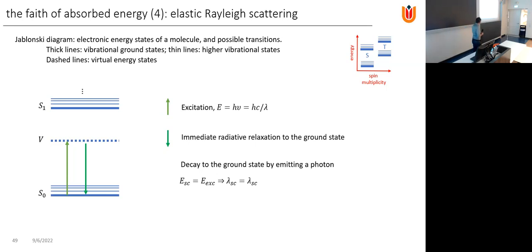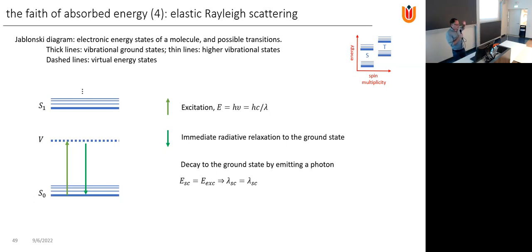Two more processes describing the fate of absorbed energy. The first is Rayleigh scattering. It's a little bit strange to call this an absorption process, but what happens in terms of this energy diagram is that a photon is absorbed not to a real energy level, but to a so-called virtual energy level, and it immediately emits a photon of the same wavelength while relaxing back to the ground state.